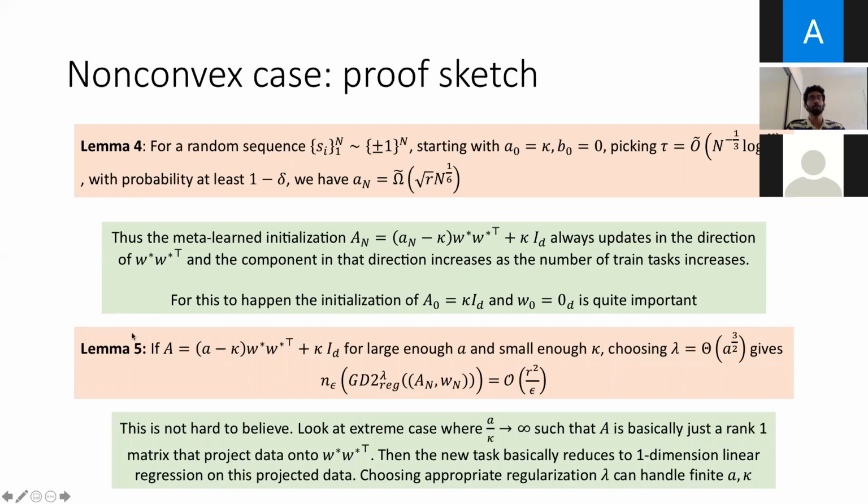And now, because you don't exactly have a rank 1 matrix, you can handle the small deviation from this rank 1ness by choosing an appropriate regularization parameter lambda when you're doing your ridge regression for your new task. Yeah, that's basically the intuition. And that's essentially going to be the end of the proof sketch. So let me know if you have any questions.